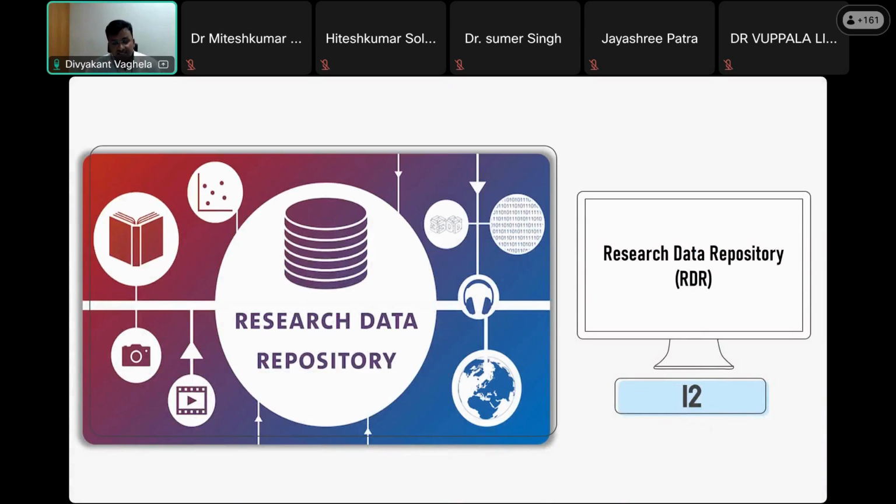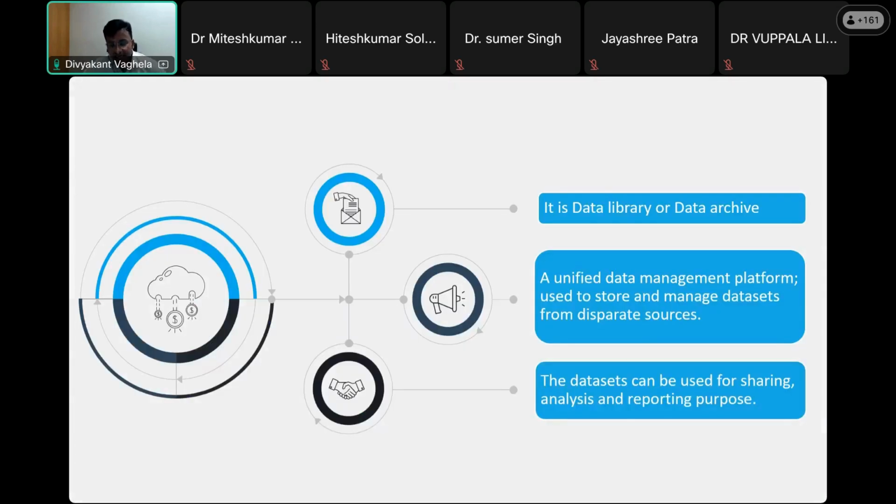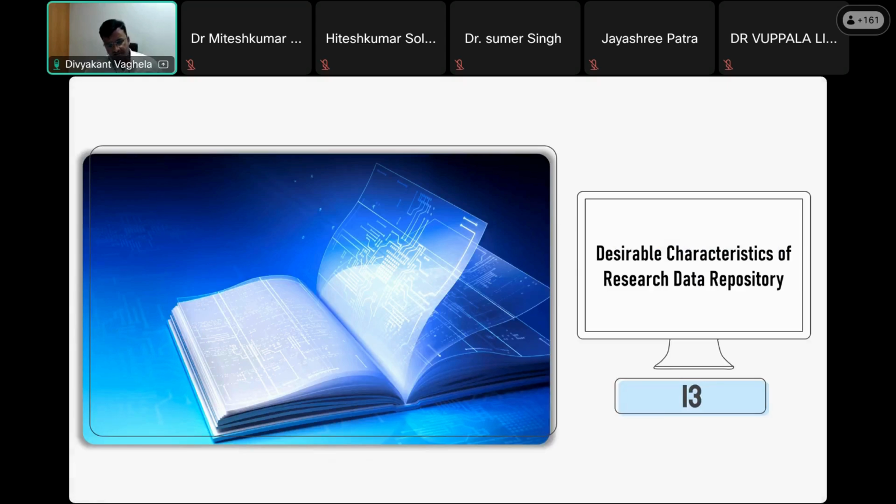Now, what is a research data repository? It's basically a data library or data archive wherein you can host or store your data sets. All your data sets, all your research works can be hosted on this platform, the research data repository, a unified data management platform used to store and manage data sets from disparate sources. And using this RDR, you can share the data, analyze the data, and repurpose the data.